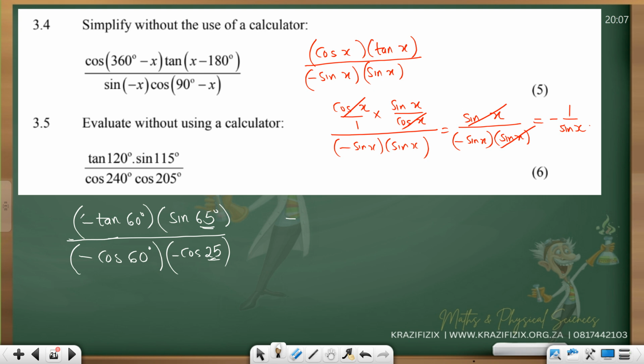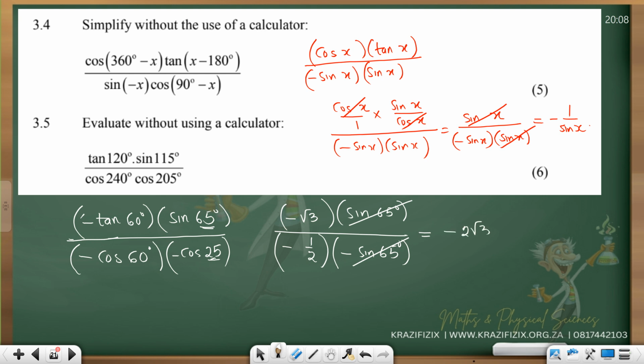All right, what is tan 60? Root 3. I can leave this as sine 65. What is negative cos 60? Half. And instantly, that becomes sine 65 as well. Co-functions. That goes. So what's your answer? Negative, negative, negative. You have negative root 3 divided by negative 2 root 3.